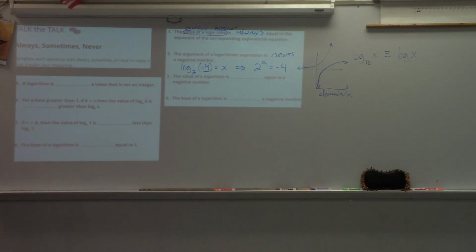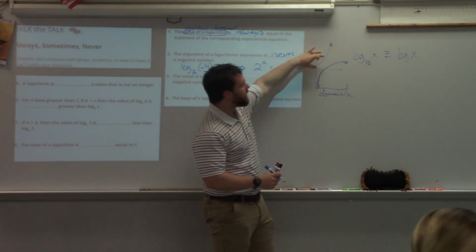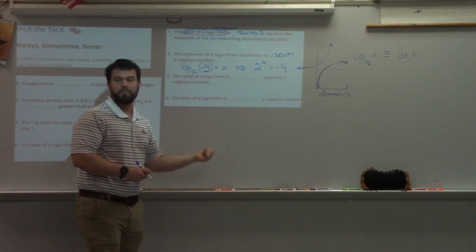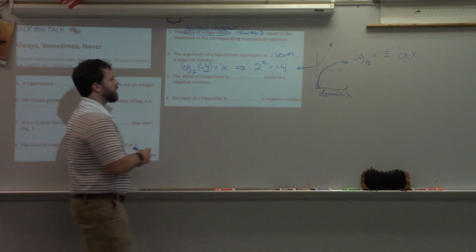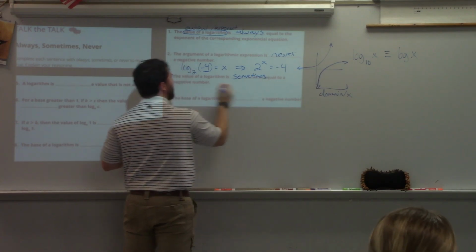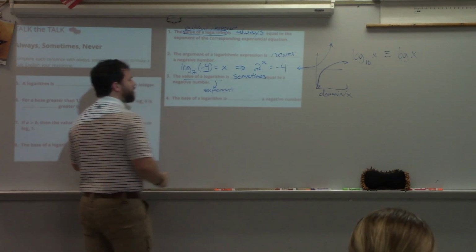The value of a logarithm is blank equal to a negative number. Sometimes. We can see it right here. These values would be negative, but these values of the logarithm would be positive, because an exponent can be positive, and an exponent can also be negative. So we always want to remember that the value is my exponent. That's the output.